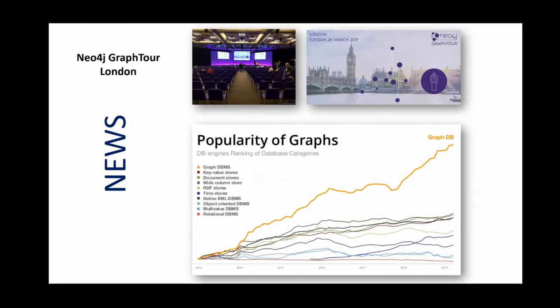So I wanted to talk briefly about a really interesting conference I went to hosted by Neo4j called Graph Tour. So this was on the 26th of March, and the CEO of Neo4j started off the conference by talking about the popularity of graphs. And I knew that graph databases in the last 5 years had really been growing in popularity, but I had no idea to this extent, especially when you compare this with relational databases in red. So a really interesting insight into the future, I think.